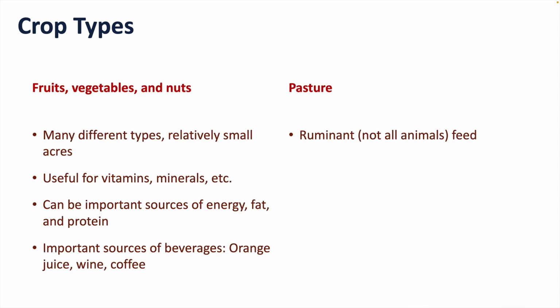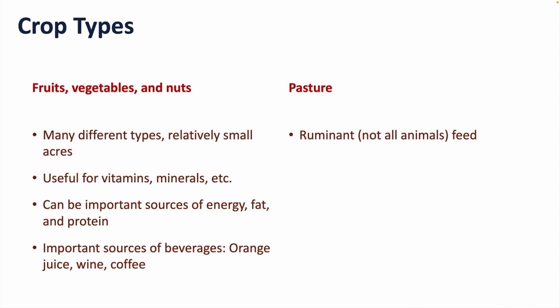The third type is fruit, vegetable, nuts, and there are many different types. One characteristic of these types is that they are relatively small in acres. You can think of many different types: oranges, grapes, tomatoes, strawberries, broccoli. There's many different types. They typically have small numbers of acres. They are useful for vitamins, minerals, etc.